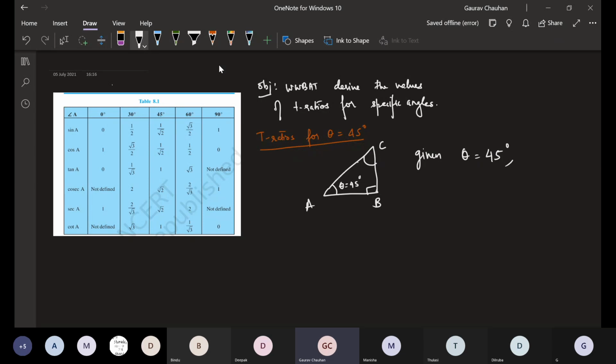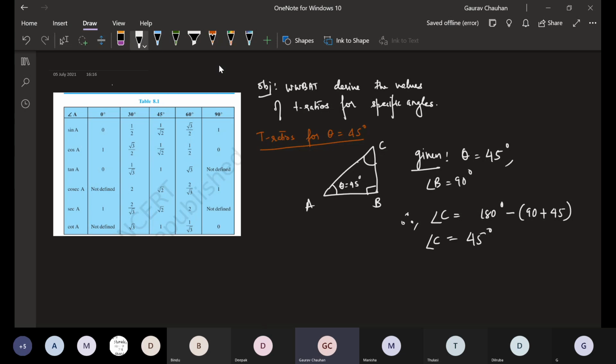If that is given, we know that angle B is equal to 90 degrees. That's obviously known. This is a right triangle ABC. Therefore, we can say that angle C is equal to 180 minus (90 plus 45). We are just subtracting the other two, and we're getting angle C is equal to 45 degrees.